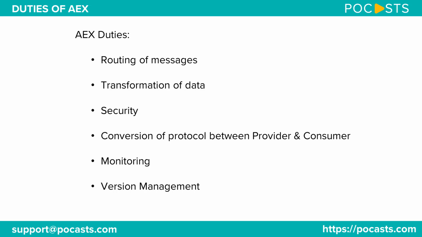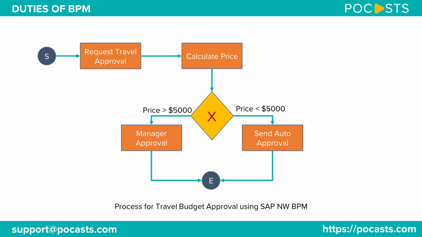Let's now understand the BPM. Let's look at how BPM are used. BPM stands for Business Process Management. This is an example of business process used to approve a travel budget. The business process is started when a requester submits a request for travel approval via, let's imagine, an SAP portal. The SAP portal can send message to AEX, and then AEX can calculate the price. Then based on the amount, if the amount is greater than 5,000, it can send an email to the manager to approve the request. Or if the amount is less than 5,000, it can send a signal back to SAP portal stating that request is auto-approved. The process is completed when approval is sent back to SAP portal.